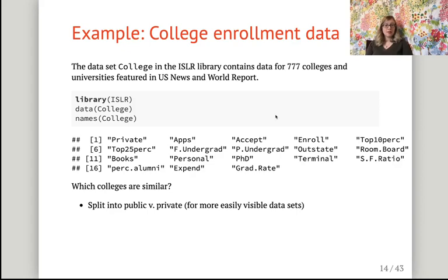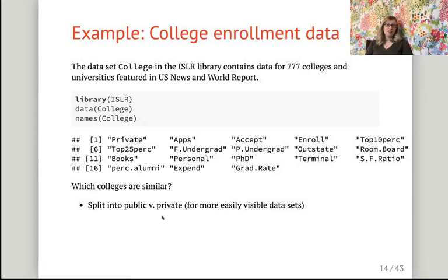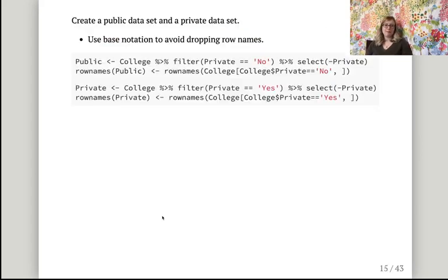So let's try this with some real data. So I'm going to pull the college data set, just like we used in the previous video, and I'm going to try to figure out what colleges are similar. I'm going to split this data up into 2 subgroups before I do this. I'm going to split it into public versus private. The only reason I've chosen to do that is because we have 700 plus colleges and universities, and I want to be able to see what's happening a little bit better. So we'll create a public and private data set.